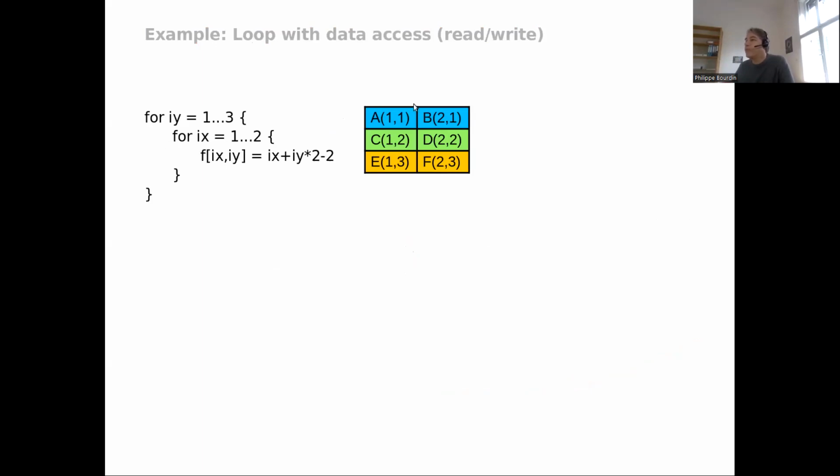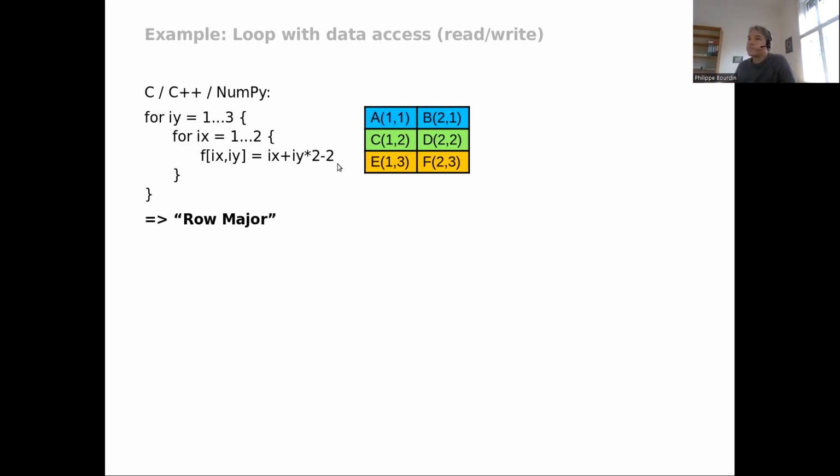So for example, we have the same 2-dimensional array, and we want to write something in it, like the number of the element, like we write 1, 2, 3, 4, 5, 6 in it, right? So let's consider we have a for loop, and then we iterate in the y direction from 1 to 3, and then we iterate in the x direction from 1 to 2, and then into f index ix comma iy, we write the actual number. So that would be ix plus iy times 2 minus 2. So that would be a numbering like 1, 2, 3, 4, 5, 6.